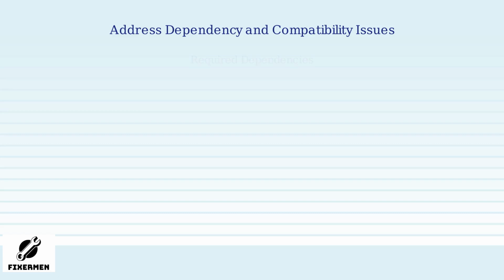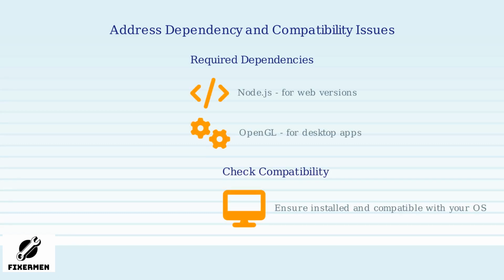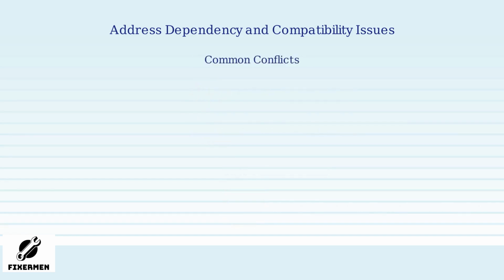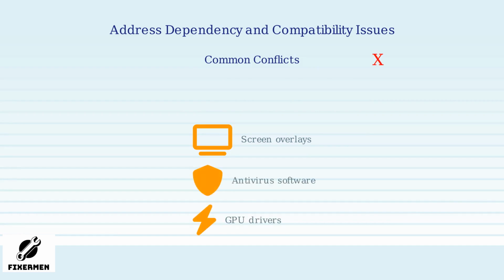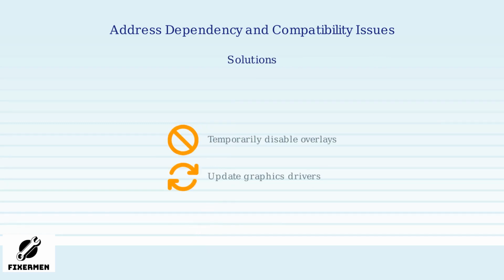Bongo Cat relies on certain frameworks, like Node.js for web versions or OpenGL for desktop apps. Ensure these dependencies are correctly installed and compatible with your operating system. Conflicts with overlays, antivirus software, or GPU drivers can also block dynamic skin loading. Try temporarily disabling overlays or updating your graphics drivers.